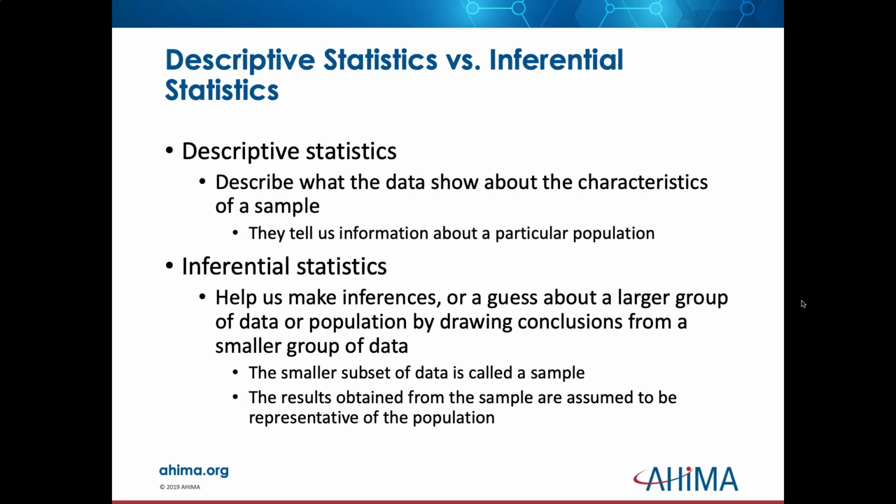So on page 3, it talks about descriptive versus inferential statistics. Descriptive statistics describe what the data shows about the characteristics of a sample. It tells information about a particular population, whereas inferential statistics help us make inferences or a guess about a larger group of data or population by drawing conclusions from that smaller group.